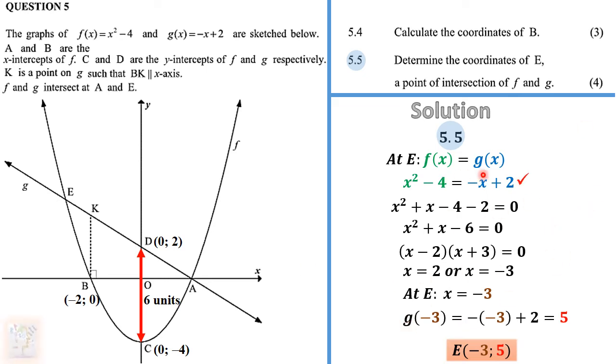You get a mark for equating, for knowing that at the point of intersection the two graphs are equal. You get a mark for writing this equation in standard form. Or if you don't get a mark for standard form, you get a mark for the factors. Then you get a mark for the correct choice, for knowing that x is equal to minus 3 at E. And then you get a mark for the corresponding y value of x equals minus 3, which will be the coordinates of E, minus 3 and 5.